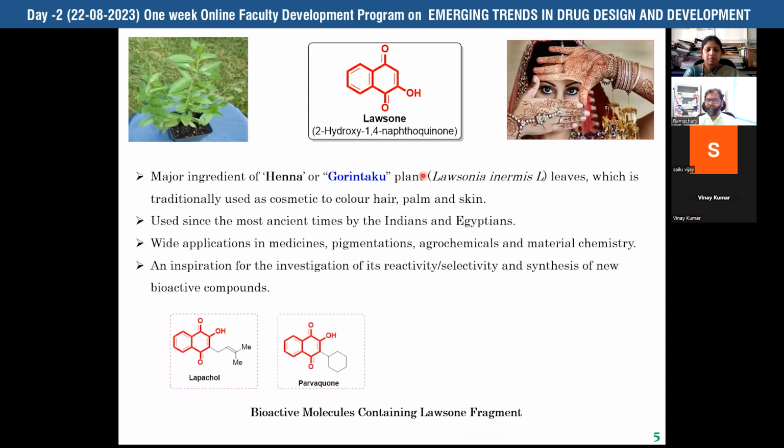So when you all work in a pharmaceutical context, and understanding about this one. Here I try to talk about how to understand and take these important molecules in pharmaceutical chemistry. This is a major ingredient of the henna or gorintaku plant. These are the molecules, and this molecule has a lot of natural products, antibiotic nature, and a lot of applications. So you can see down here, these are the molecules in the market, in the drug.